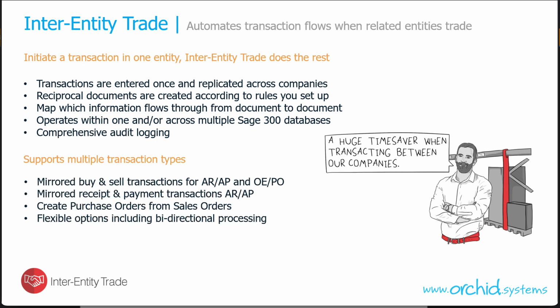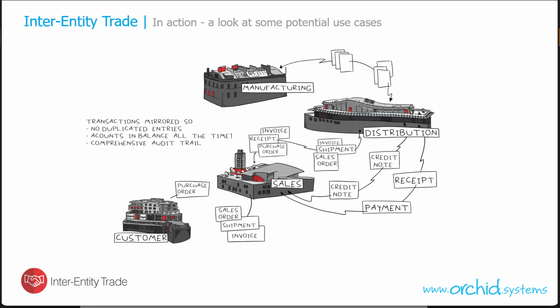So it supports multiple transaction types, such as mirroring your buy and sell transactions in AR, AP, and OE/PO. It mirrors your receipt and payment transactions between AR and AP. So you can create a purchase order from a sales order, and there are flexible options, including bidirectional processing, meaning you can start a sales order in one company, which creates a purchase order in another entity, and then you can choose to receive that purchase order and automatically generate the order shipment in the other company.